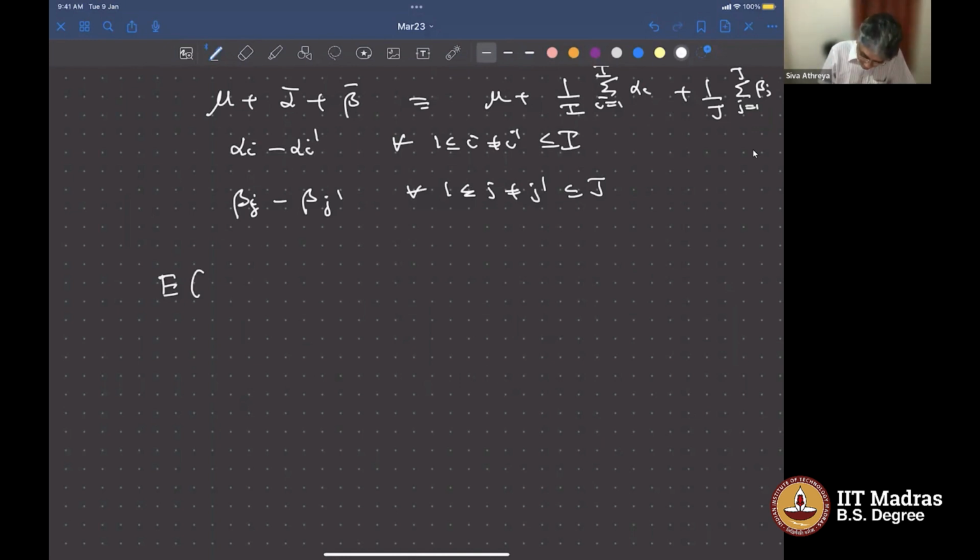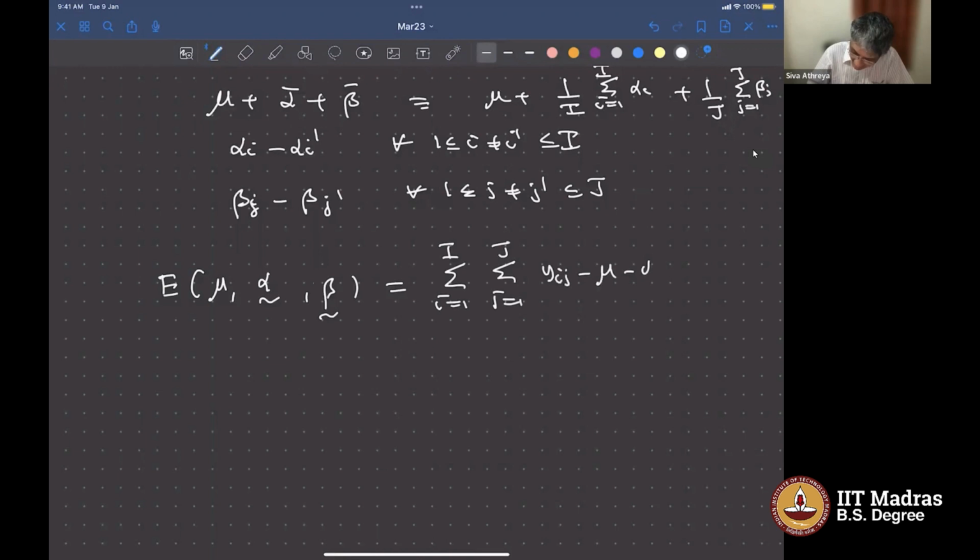Of mu, the alpha i's, let's call alpha the vector, and then beta the other vector, is going to be what? You're going to have the sum for i equal to 1 to capital I, sum over j equal to 1 to capital J, of y_ij minus mu minus alpha_i minus beta_j, whole square, right? What do you get?